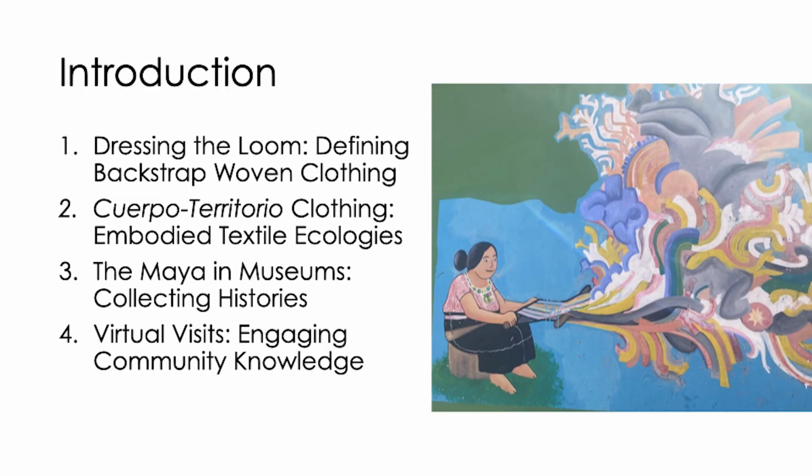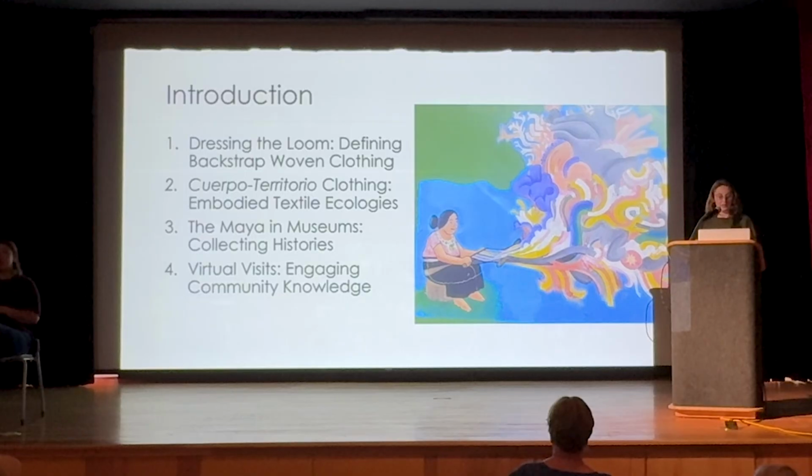So I will explore these topics in 4 parts. First, I will go through an introduction of backstrap weaving as a practice, in case anyone is unfamiliar, and give some definitions on backstrap woven clothing. Then I will go over some of the symbolic meanings, especially in connection between the body and the environment within Mayan textiles. Then I will focus on how some of these objects ended up in MOIFA's collections and other collecting histories. And then I will talk a little bit about the virtual visits I conducted with 2 weaving cooperatives who I have been working with in Mexico and Guatemala for a few years now.